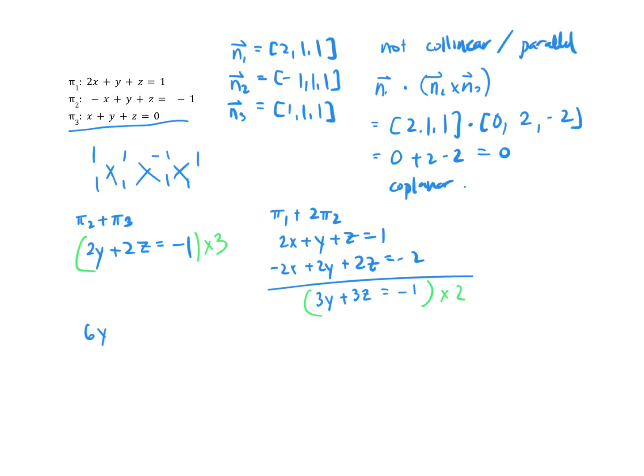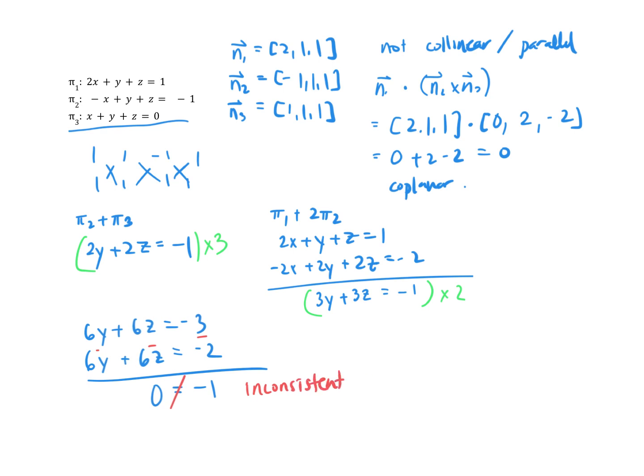All right, now I'll triple this one and double this one. So that's going to be 6y plus 6z equals negative 3, and then 6y plus 6z equals negative 2. You can probably already see this. If we subtract, the y's and the z's will cancel out, which I was expecting, but then negative 3 minus negative 2 is negative 1. That is not a true statement. This is an inconsistent system. So there is no common intersection, which means this must be the triangular prism setup.